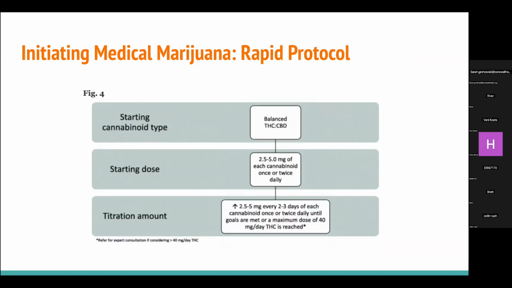And lastly, you can have a rapid titration protocol, and you can consider this in patients that are needing more urgent symptom management or those with significant prior use of cannabis products. You're going to start with a balanced THC and CBD product. So for the other two, you're starting with a CBD predominant. So that's one difference. The starting dose is going to be 2.5 to 5 milligrams of both THC and CBD in the product, and you can dose it once or twice daily. And then you're going to titrate up the dose by 2.5 to 5 milligrams of the THC and CBD every 2 to 3 days until you're getting to your treatment goal or getting to those maximum concentrations of 40 milligrams per day.